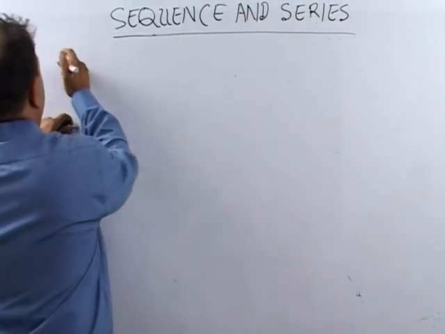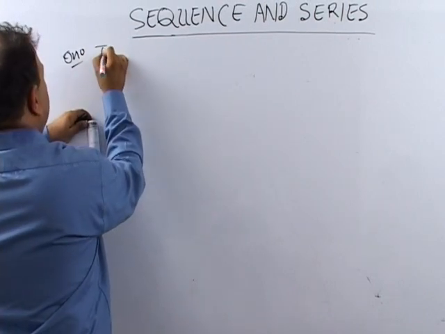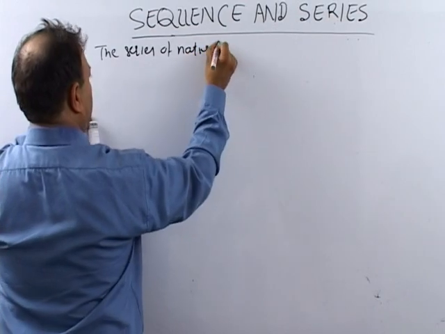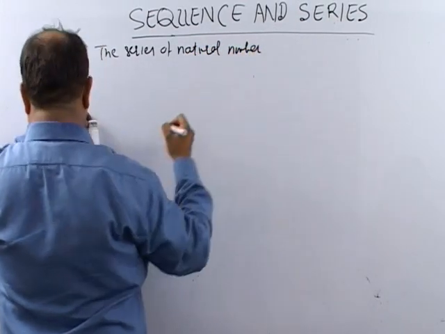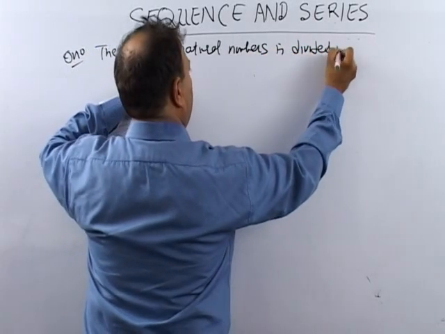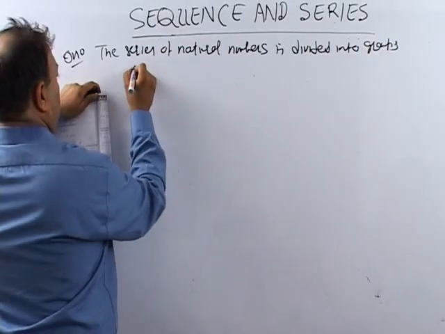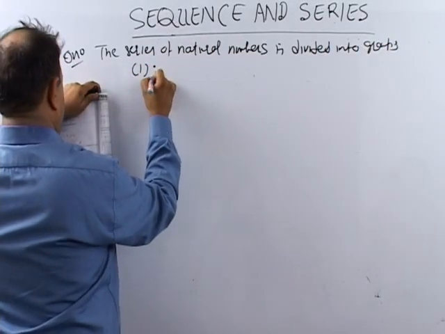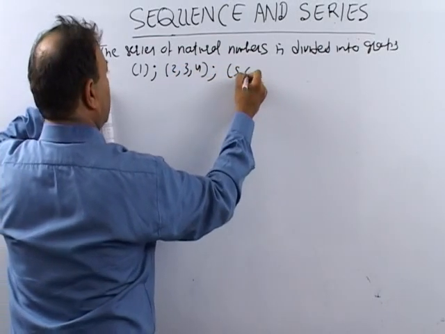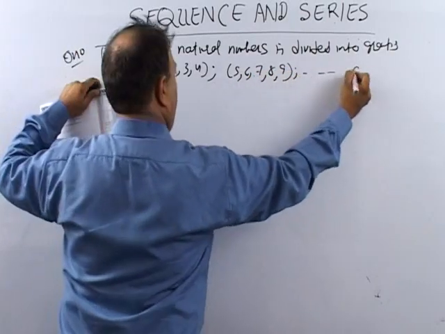It is question number 40. The series of natural numbers is divided into groups: 1; 2, 3, 4; 5, 6, 7, 8, 9; and so on.